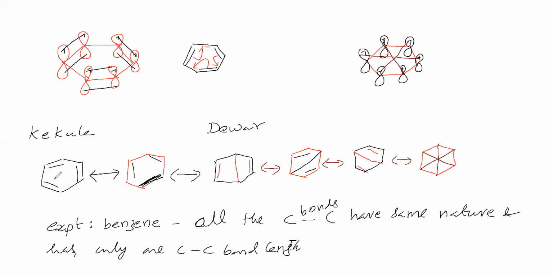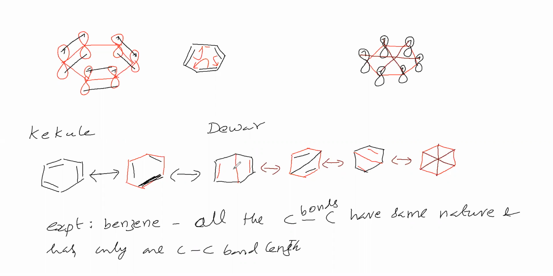Now, the Dewar structure we will take. In the Dewar structure, between this carbon and this carbon, a double bond is there. Between this carbon and this carbon, a single bond is there. Between this carbon and this carbon, a higher length single bond is there.